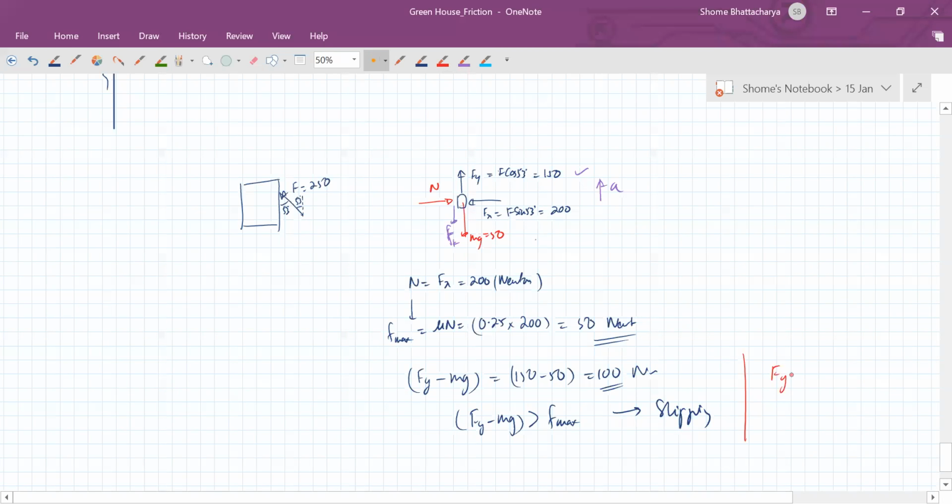So Fy minus mg minus kinetic friction will be equal to ma, and the a will be upwards. Okay. So Fy minus mg minus mu N will be ma. So there we go. 150 minus 50 minus the maximum friction, which was 50, should be equal to the mass of the object, which is 5, into a. So we will get a as 10 meters per second square, quite a large acceleration equal to g, but in the upward direction.